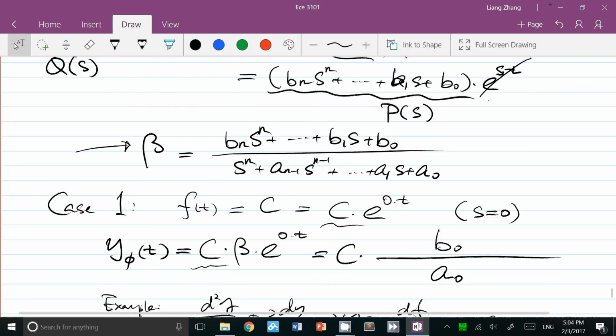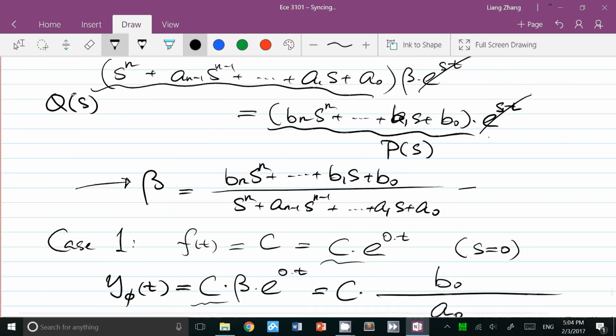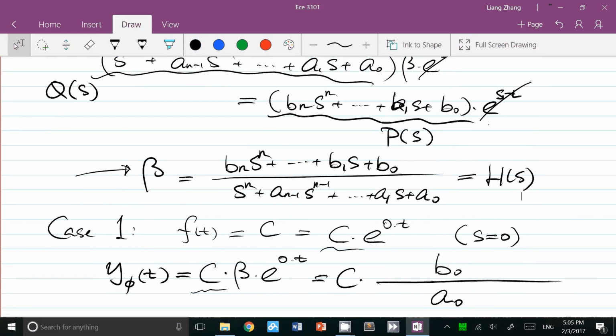Now, in general, what we can do is, let's call this, since s can be anything, we can just view this as a variable, so we call it H of s. H of s is a function of s, calculated or defined as the division of two polynomials. The denominator polynomial comes from your output part of a differential equation, while the numerator polynomial comes from the input side, okay, with the b's and with the a's on top and underneath.